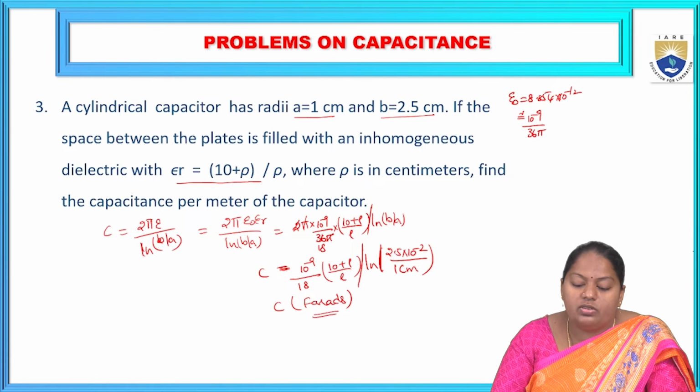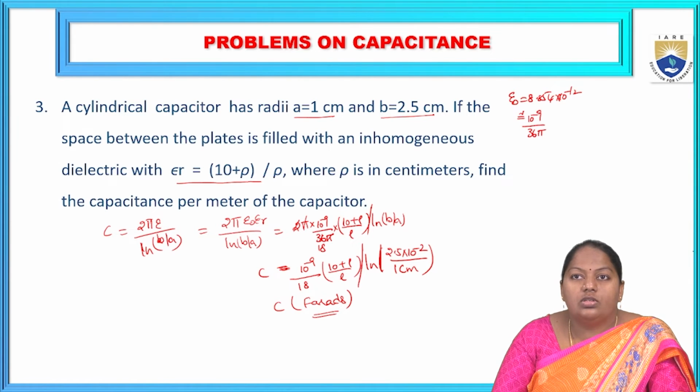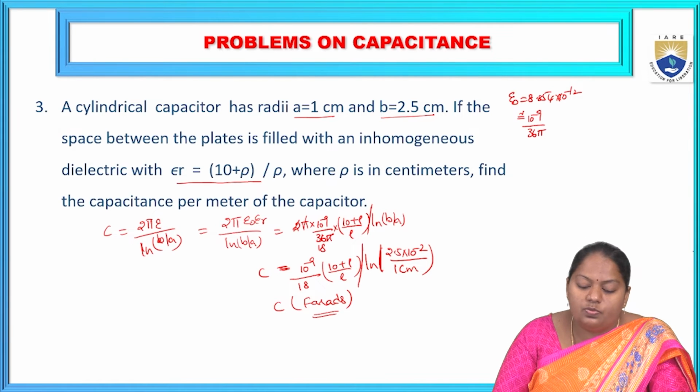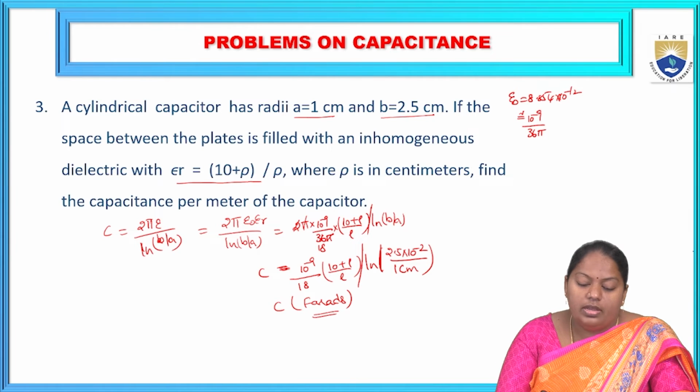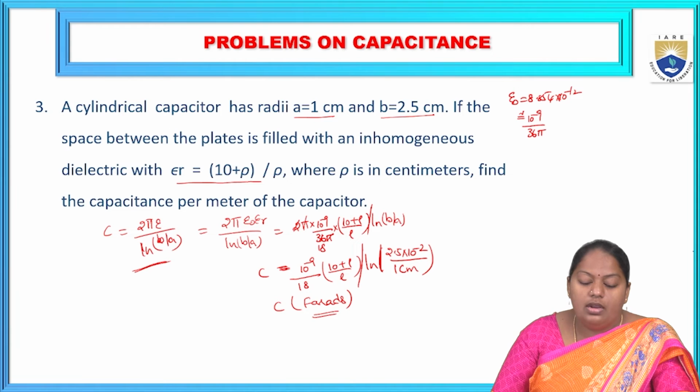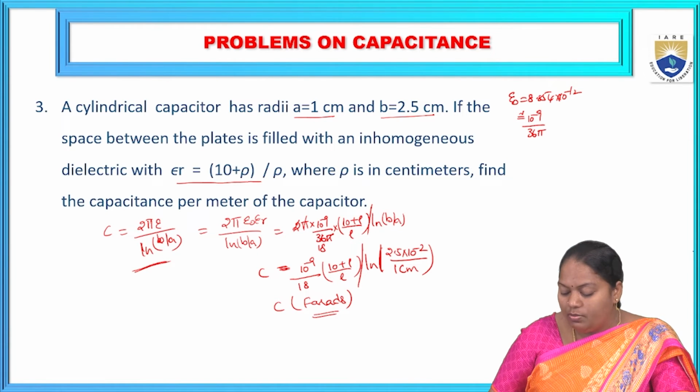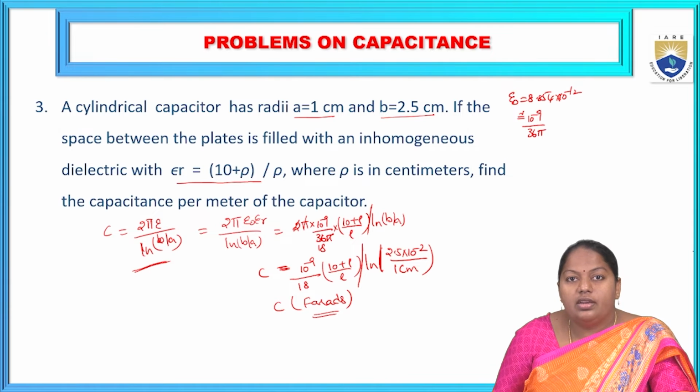So the cylindrical capacitor is given with the inner radius and the outer radius as 1 centimeter and 2.5 centimeters. The space between them has epsilon r equal to (10 plus rho) by rho, where rho is in centimeters, then find the capacitance of the capacitor. For a cylindrical capacitor we consider the formula C equal to 2 pi epsilon by ln of B by A, where B is the outer conductor radius and A is the inner conductor radius.